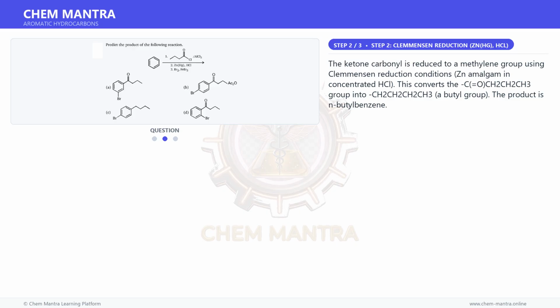Moving on to the next step. The ketone carbonyl is reduced to a methylene group using Clemmensen reduction conditions, Zn amalgam in concentrated HCl. This converts the C=O, CH2CH2CH3 group into CH2CH2CH2CH3, a butyl group. The product is n-butylbenzene.